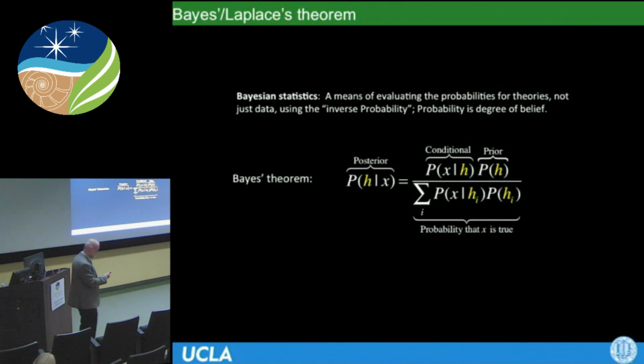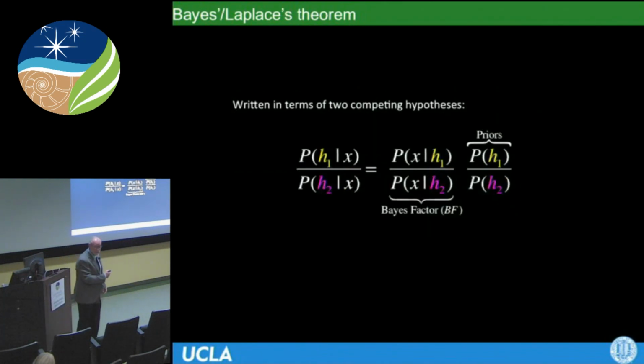That's what we want. But you can make life a lot simpler by comparing two hypotheses and ratioing them to each other and getting rid of the normalization factor. So then this is what's called the Bayes factor. You have the ratio of conditional probabilities for two hypotheses, H1 and H2. And you have the ratio of their priors before you had the new data. And then you have the ratio of their posterior probabilities.